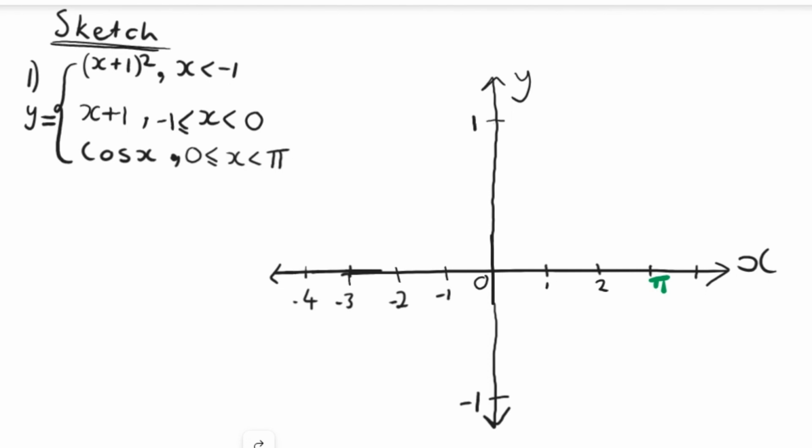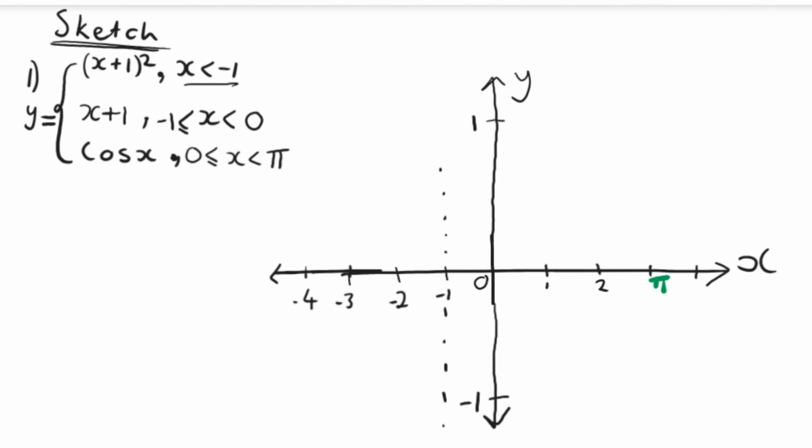Here are all x values. This is what you must do when you sketch piecewise functions. You can just draw a dotted vertical line at minus 1 to make things simple for you. A dotted vertical line at minus 1, because we want x values that are less than minus 1.